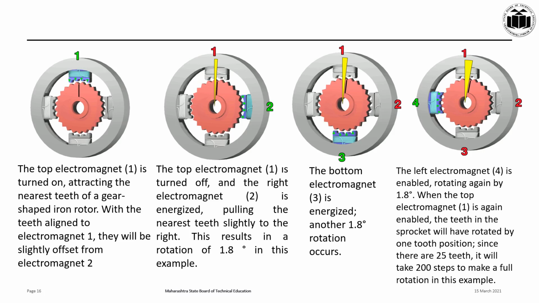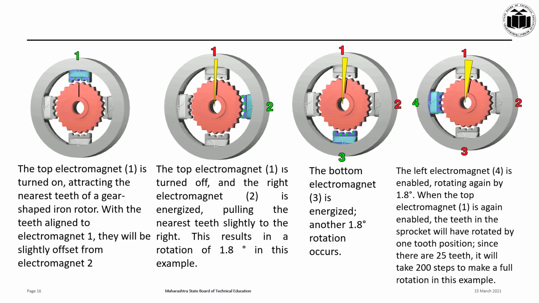Again, when the stator 3 winding is energized and the stator 2 winding is de-energized, again the nearest teeth towards the stator 3 are attracted, which again gives a rotation of 1.8 degrees. Again, when electromagnet 4, that is the stator 4 winding, is energized and stator 3 is de-energized, the rotor teeth nearest to the stator 4 winding get attracted, giving the next 1.8 degree angle.